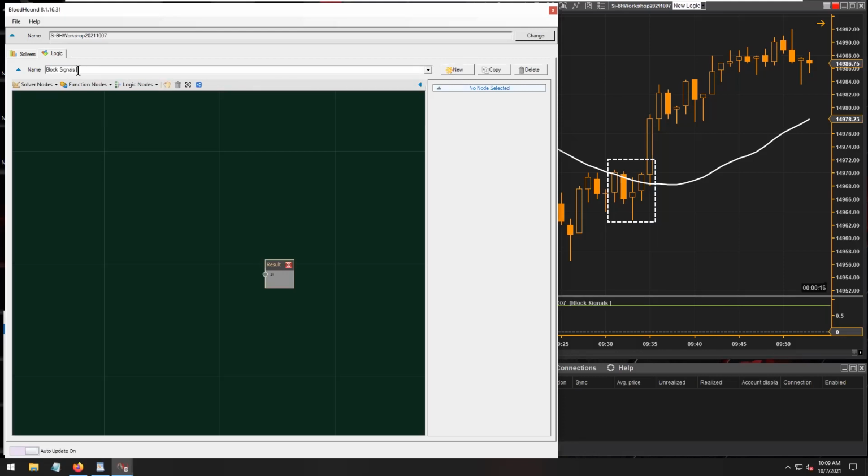Okay, and let's give this a name here. All right, there we go. So we're going to block signals when a bar is touching or touches a moving average.